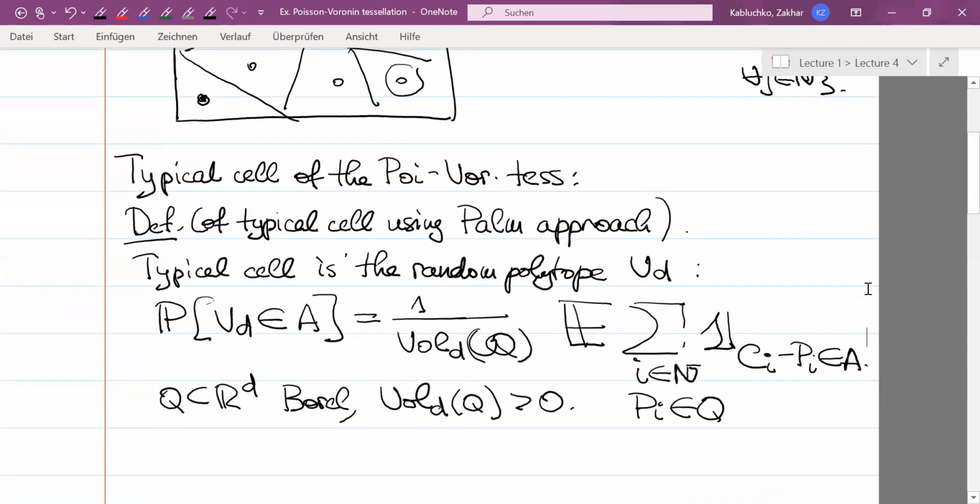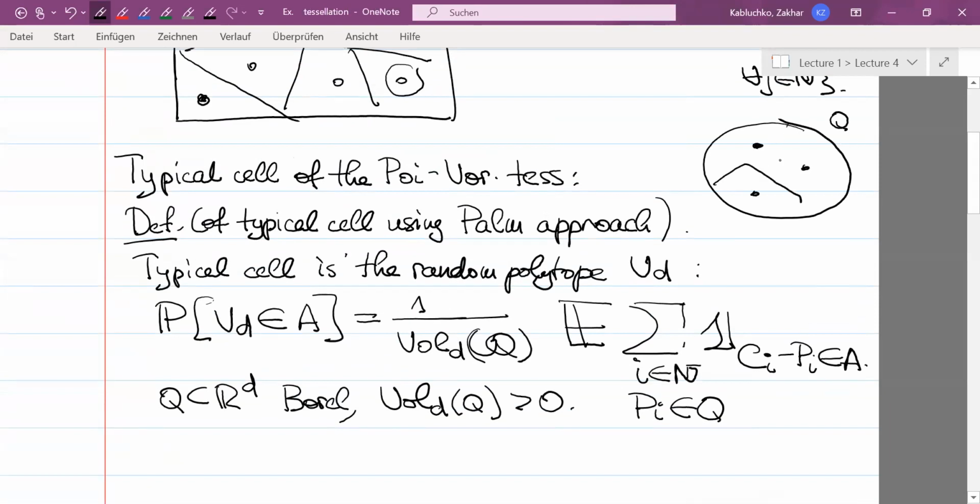So we do the following. We take a set Q, and then we take all the cells for which the center is in this Q. In this case, these cells. And each such cell gives a 1. So if it has property A, then it is counted. If it doesn't have the property, it is not counted. So each such cell gives a contribution to the distribution of the typical cell.